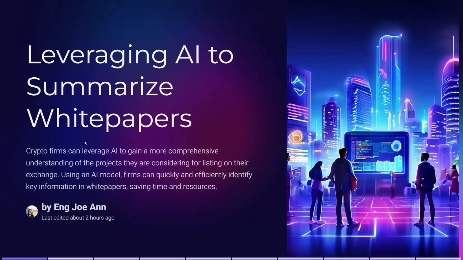By using this AI model, the crypto firms can quickly and efficiently identify the key information in these white papers. In a way, it can help save a lot of time and resources. I believe most of us here wouldn't want to go through so many pages of white papers to understand a certain project. We do hope that we'll be able to utilize an AI model to summarize all this key information for us in order to process things further.